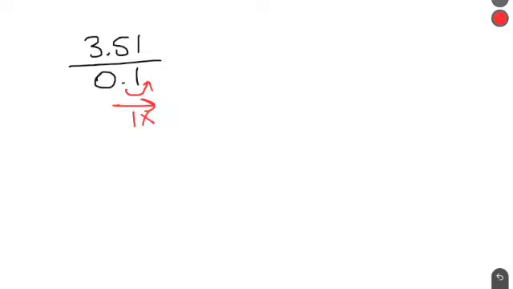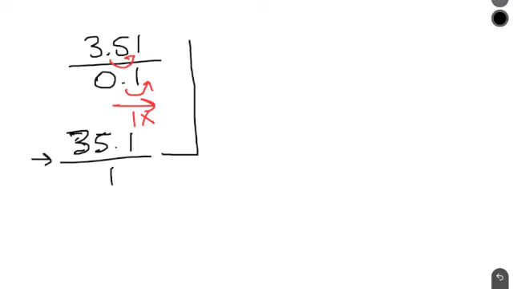So whatever we do to the denominator, now we want to do to our numerator. So we move it over one time, and the problem now becomes 35.1 divided by 1. Okay, so 35.1 divided by 1. What we do is we proceed to our next step. We will put the denominator outside of the square. We'll put the numerator inside.